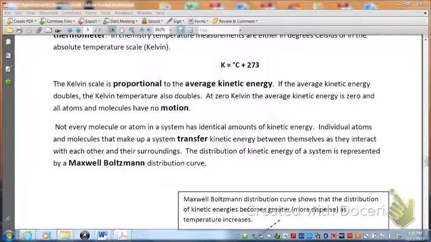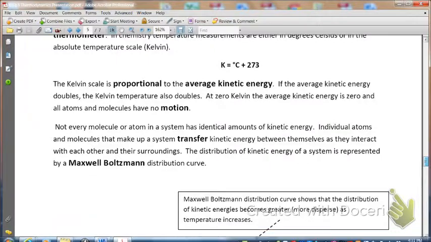And this should make sense to you because atoms and molecules are always going to be in constant motion as long as they have energy, and they're going to be bouncing off of each other, crashing and colliding, and therefore this creates transfers of energy. Now, the distribution of kinetic energy of a system can be represented by a very important type of curve called a Maxwell-Boltzmann distribution curve.